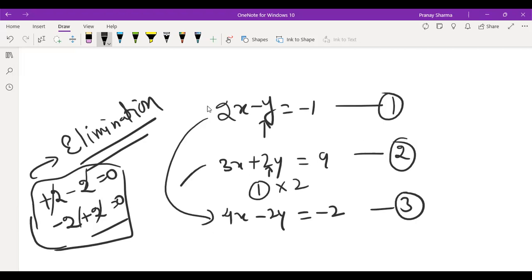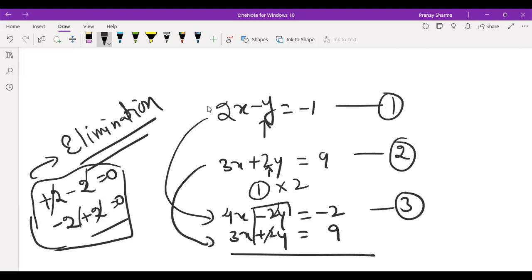Now I'll be rewriting equation number 2 below it. Now see, if you add equation 3 and equation 2, then this will go away because one is positive and the other one is negative. You are adding them, so this will be 7x equals... Obviously, it is plus 9 and minus 2, the difference is to be taken, and the sign of the greater number in magnitude will be followed. So it will be 7. So from this, we can get the value of x as 1.